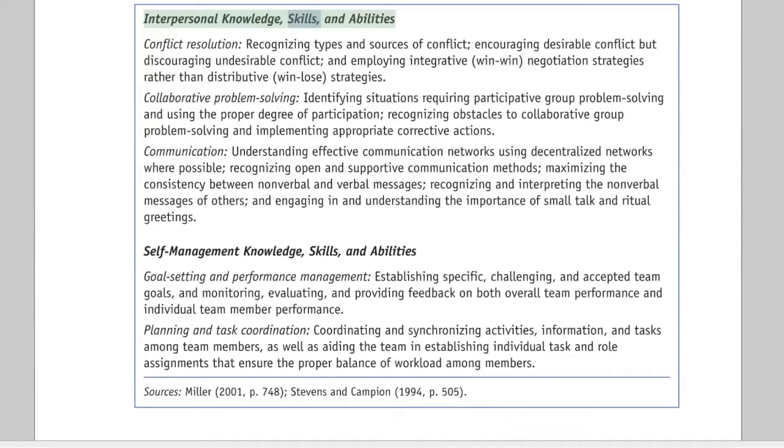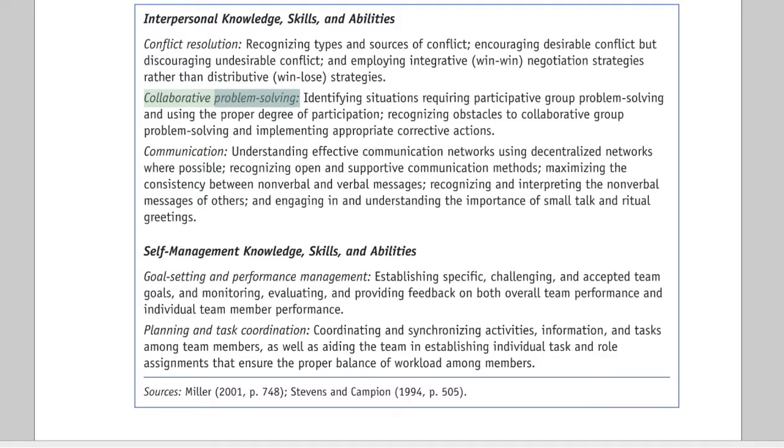Interpersonal knowledge, skills, and abilities. Conflict resolution. Recognizing types and sources of conflict, encouraging desirable conflict but discouraging undesirable conflict, and employing integrative, win-win negotiation strategies rather than distributive, win-lose strategies.